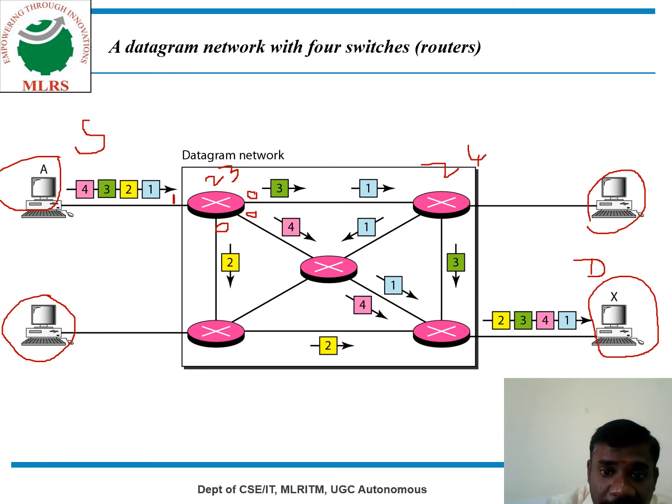See here, where the one is moving. One is already passed to, that means this side. Again, 2 is forwarding to outgoing port 2. Again, 3 is also passing to outgoing port 1. Again, 4 is forwarding to outgoing port 2.